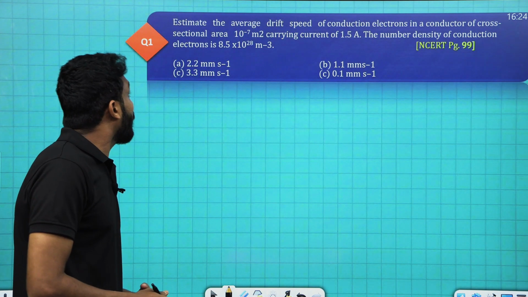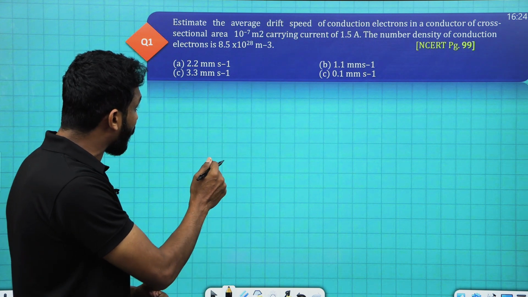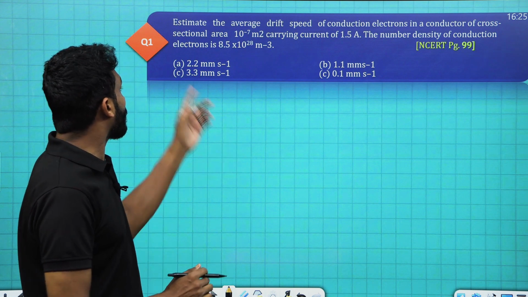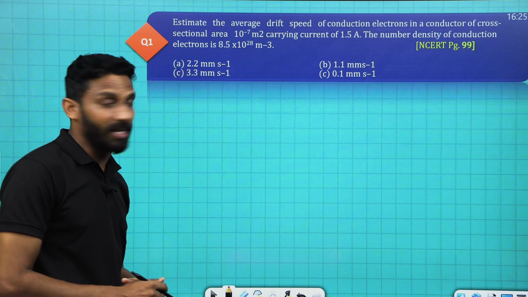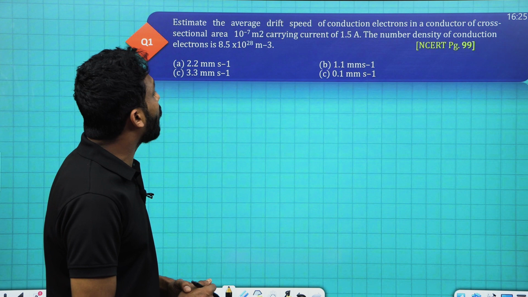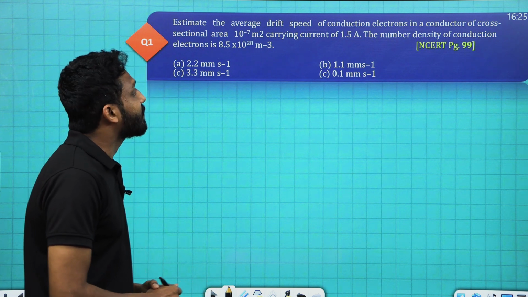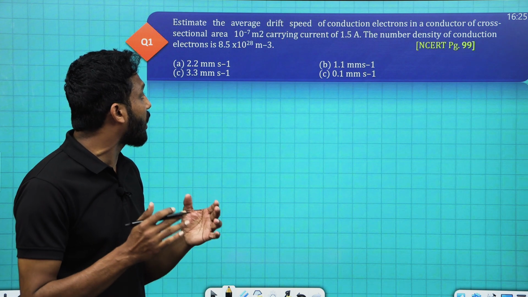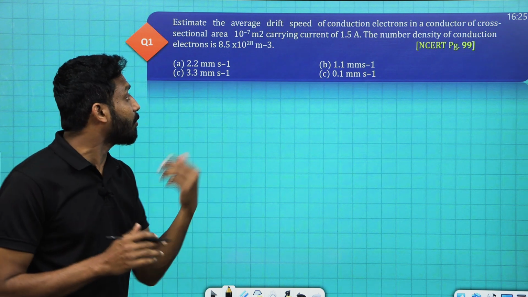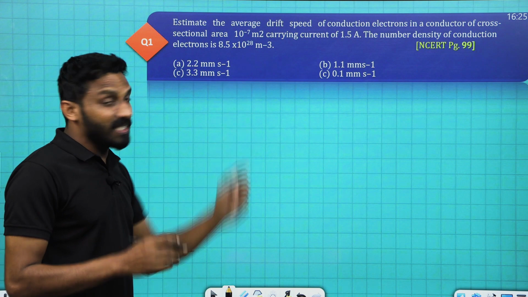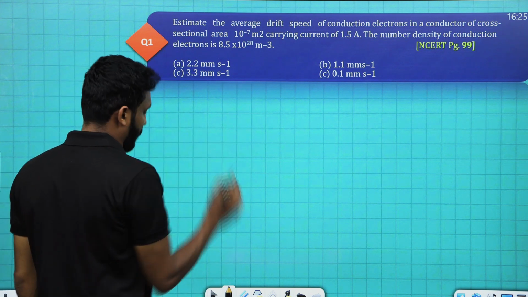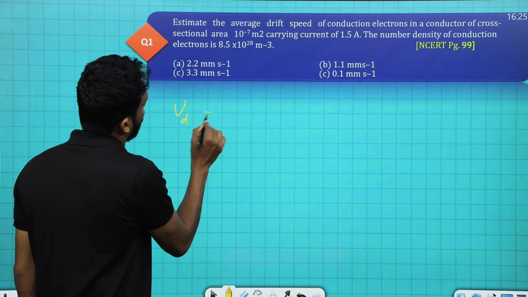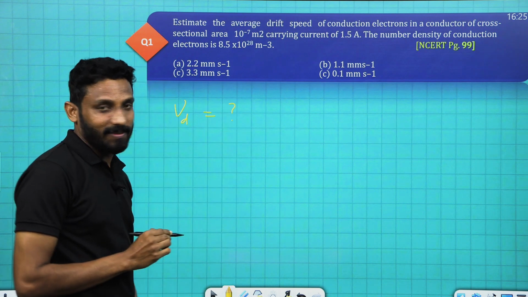The first question: estimate the average drift speed of conduction electrons in a conductor of cross-sectional area 10 power minus 7 meter square carrying a current of 1.5 ampere. The number density of conduction electrons is 8.5 into 10 power 28 per meter cube. Average drift speed, v_d, is asked.